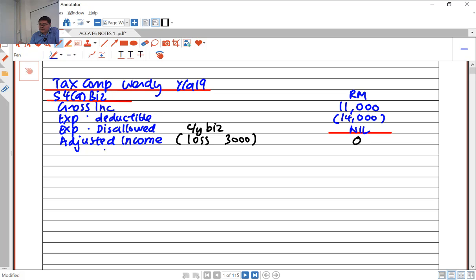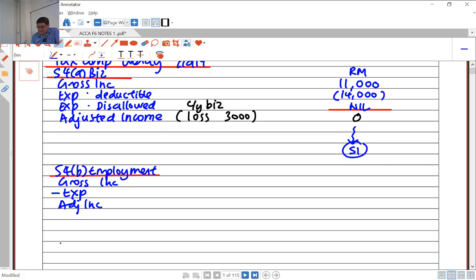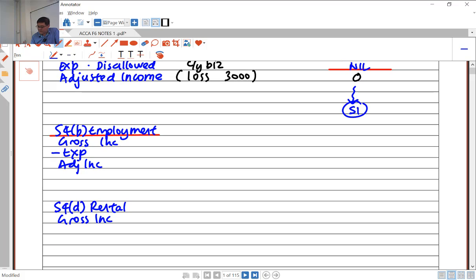Of course, there will be things that go on later until you find the figure called SI. Then likewise you will repeat for 4B, employment. Same thing: you see your gross, then you minus off the expenses, then you get to adjusted. And you also have 4D, rental: gross, minus off the expenses, then you have adjusted.